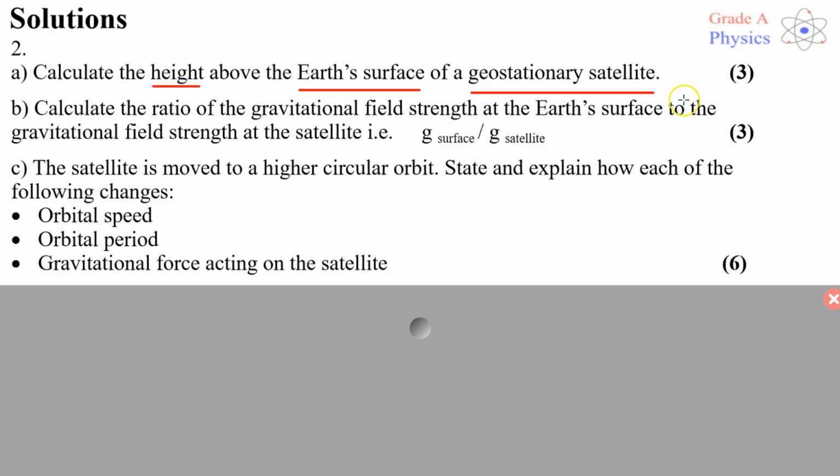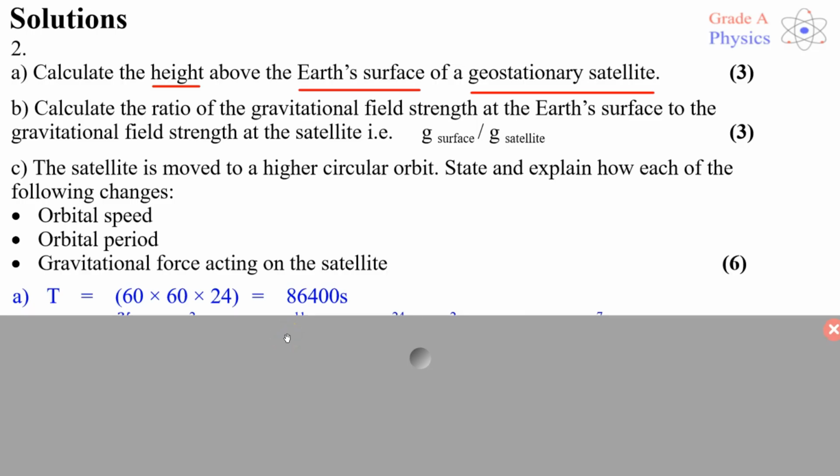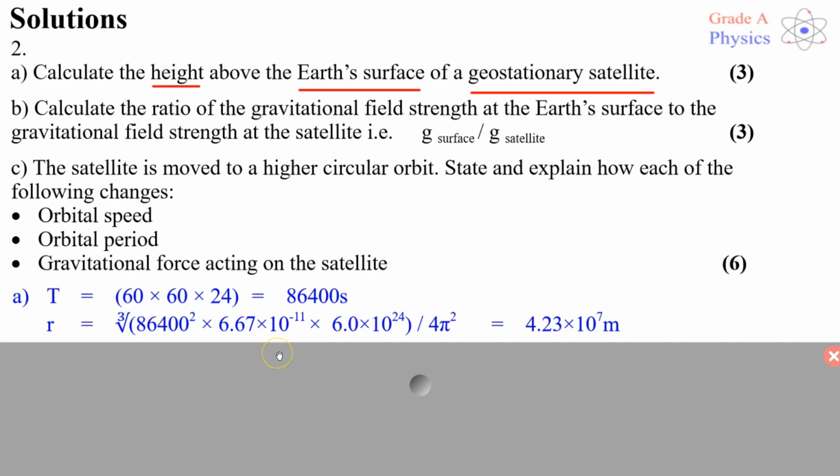But we know by definition, if a satellite is geostationary, it must have the same orbital time period as one rotation of the Earth on its own axis. So that's 1 day. Therefore, we can work out the time period. It's the number of seconds in 1 day: 60 times 60 times 24. So very often students would lose out on this question because they forget or they don't know how to work out the time. Once we've got that, we can put the numbers into Kepler's third.